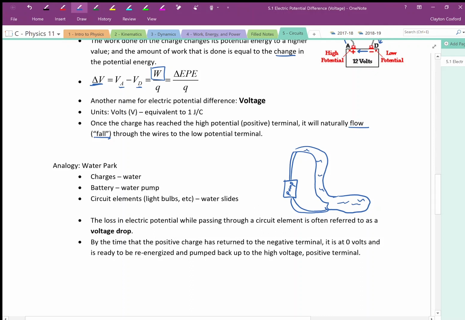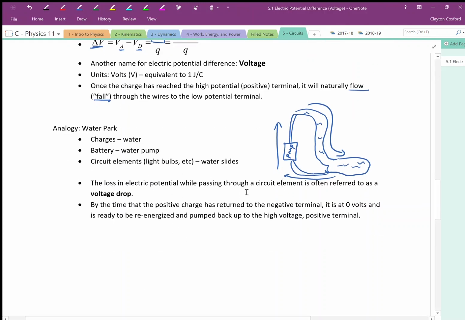Thank you. Right? And so here's our pump. It's going to pump the water up, give the water gravitational potential energy so that the water can then flow down. And then once it's at the bottom, it's out of gravitational potential energy and it needs to get pumped back up to the top for it to go through again. Right? Our pump is our battery, the water is our charges, and the water slide is our circuit elements.